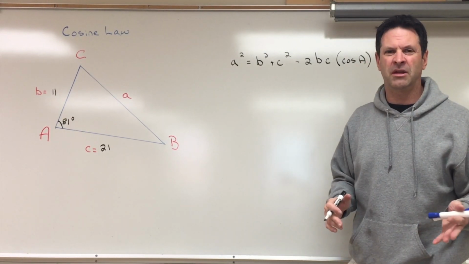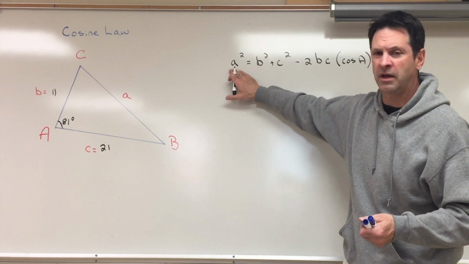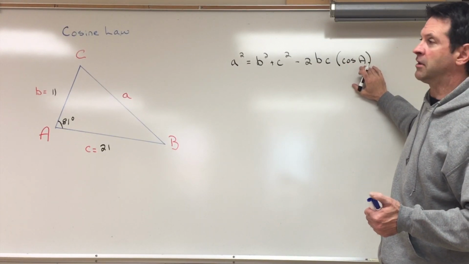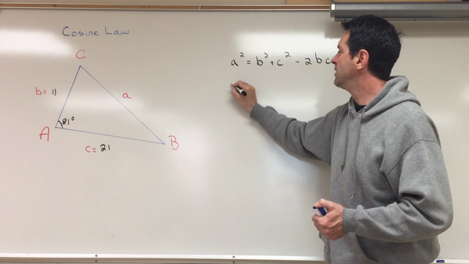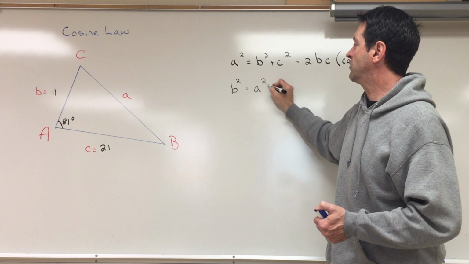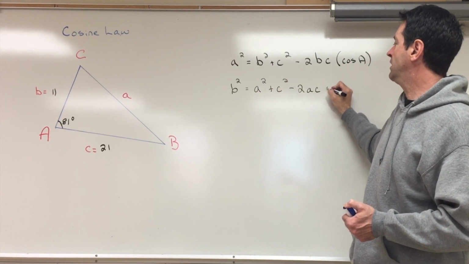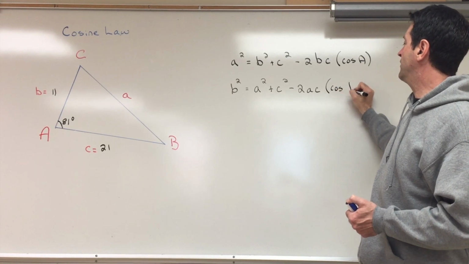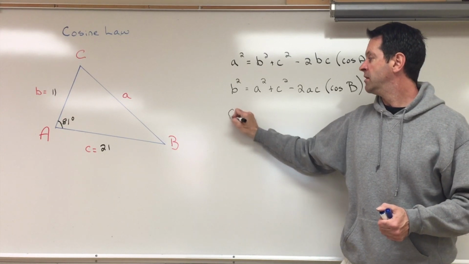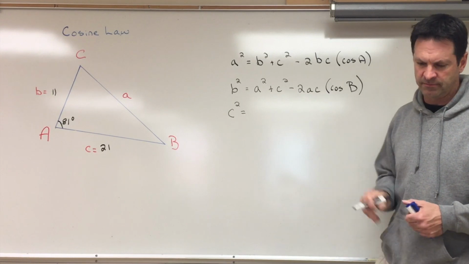They always seem to give us three formulas, but the formula is always the same. If I have the lowercase side on one side, I'm going to have the capital letter for the angle on the other side. So for instance, if I want to find the side length little b squared, that's going to equal little a squared plus little c squared minus 2 times little a times little c times the cosine of angle B. And I'll let you figure out, if I want to find little c squared, what I'd have on this side.